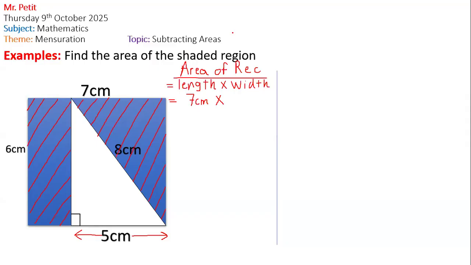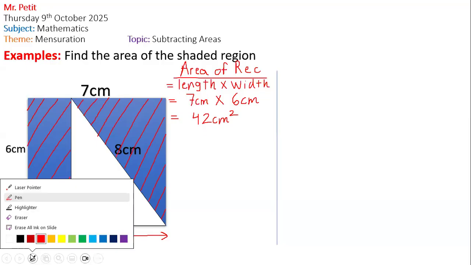So 7 times. What is the width? The width is 6 centimeters. And so we have 7 multiplied by 6, which gives us what? 42. Very good. 42 what? Centimeters squared. Very good. So that's how we find the area of the rectangle.